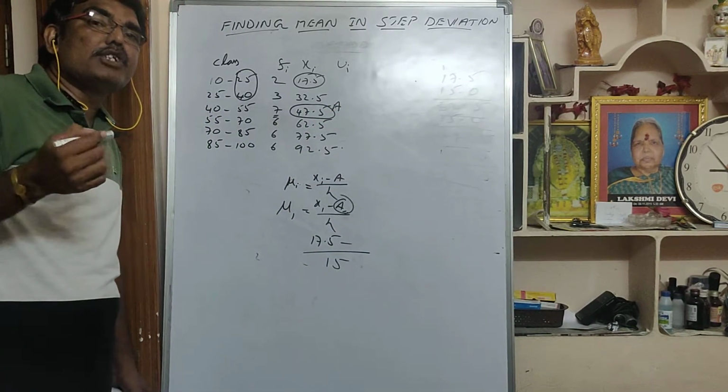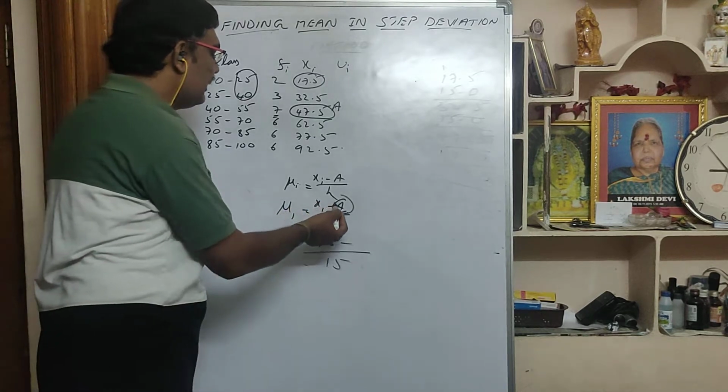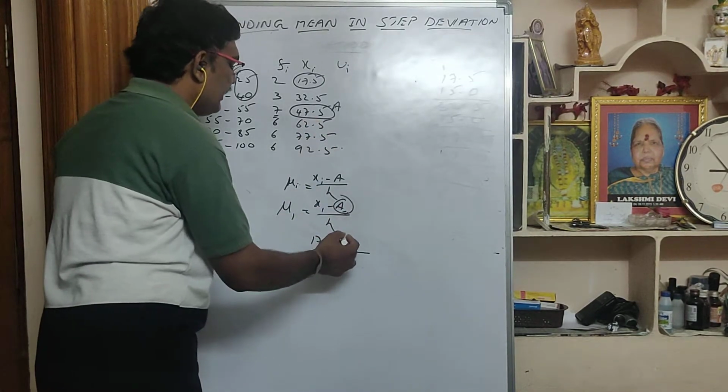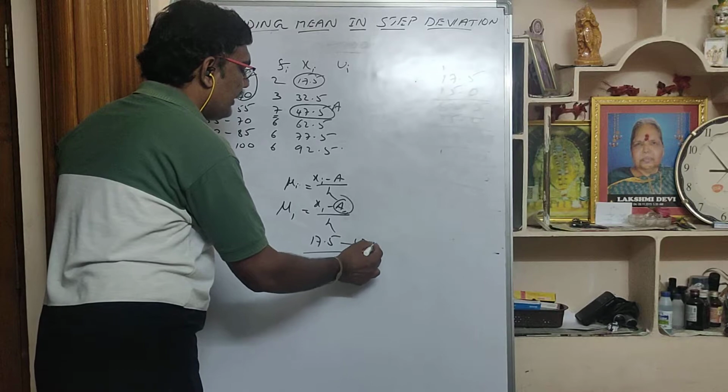A stands for assumed mean. Here, how much is the assumed mean? 47.5.